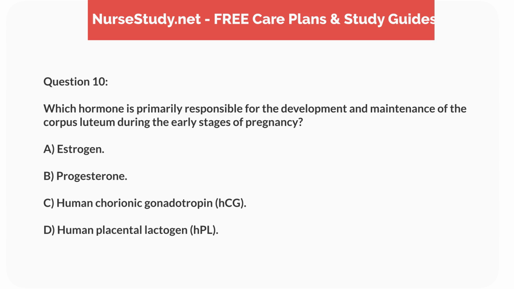Question 10. Which hormone is primarily responsible for the development and maintenance of the corpus luteum during the early stages of pregnancy? A. Estrogen. B. Progesterone. C. Human chorionic gonadotropin, HCG. D. Human placental lactogen, HPL.